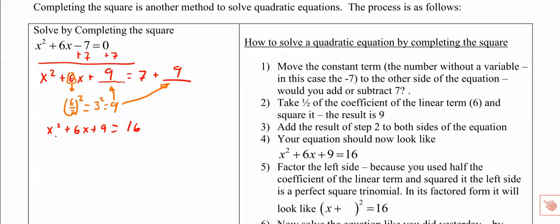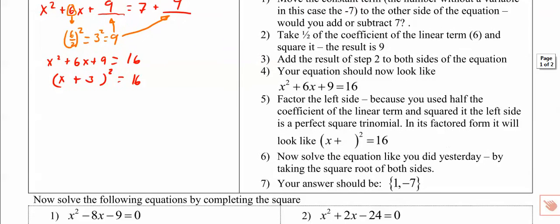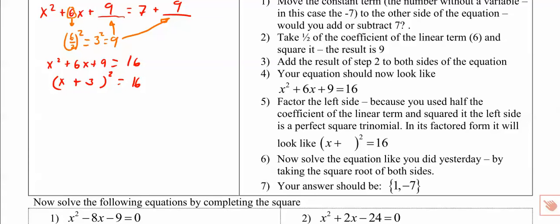This is a perfect square trinomial. It will always be a perfect square trinomial when we do this. So we have x, and the square root of 9 is 3. So we have plus 3. Now what I want to do is take the square root of both sides. So I have the square root, and I have plus or minus the square root. Strongly encourage you to always put that plus minus. You're going to lose points if you don't.